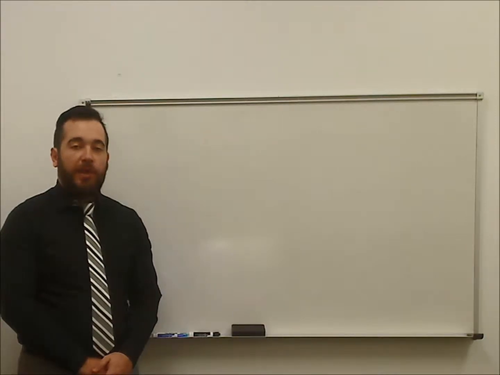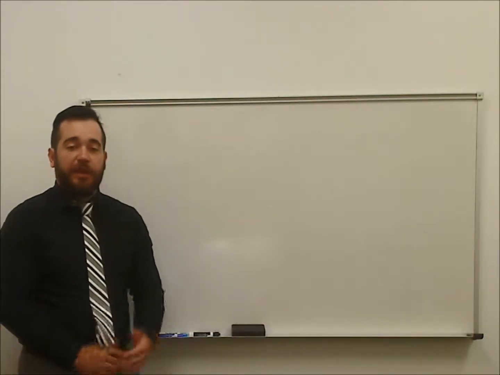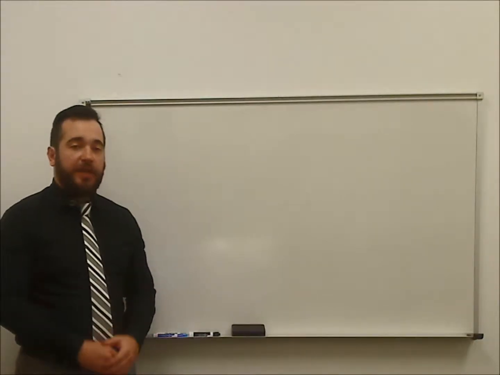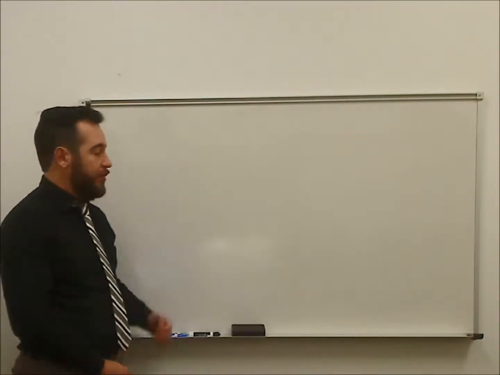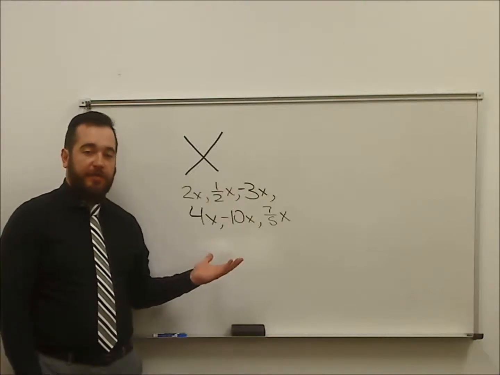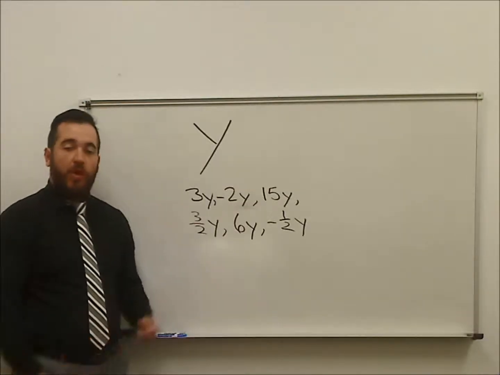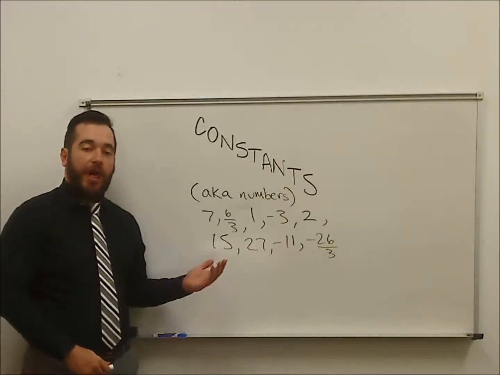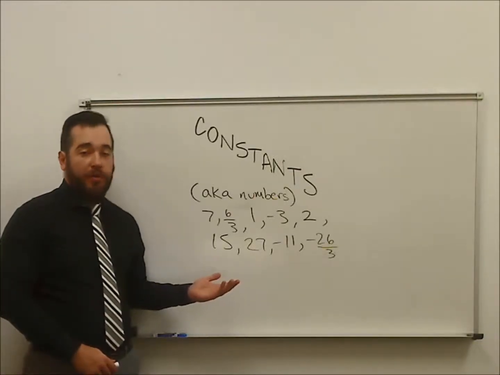Now that we know what a linear equation looks like, let's talk about its mathematical properties. A linear equation is any combination of x's, y's, and constants, also known as numbers.